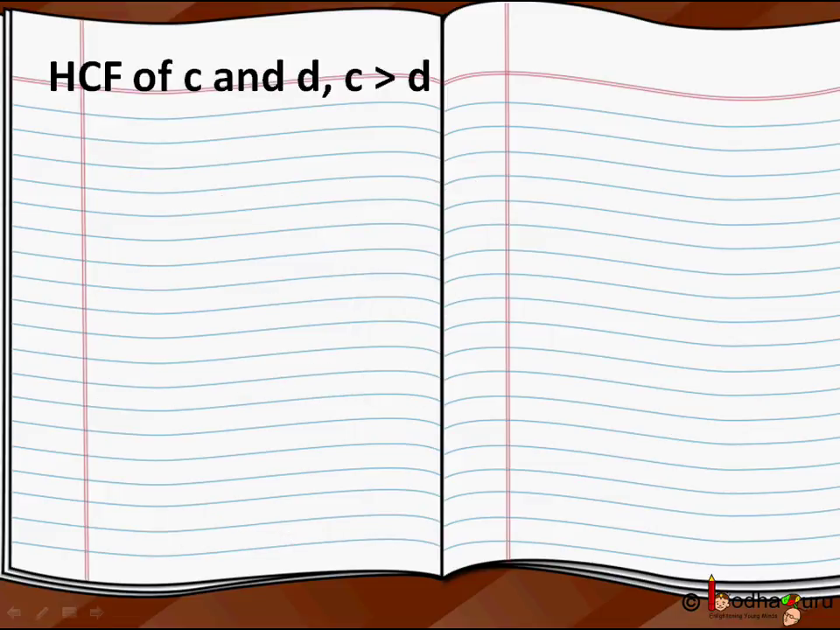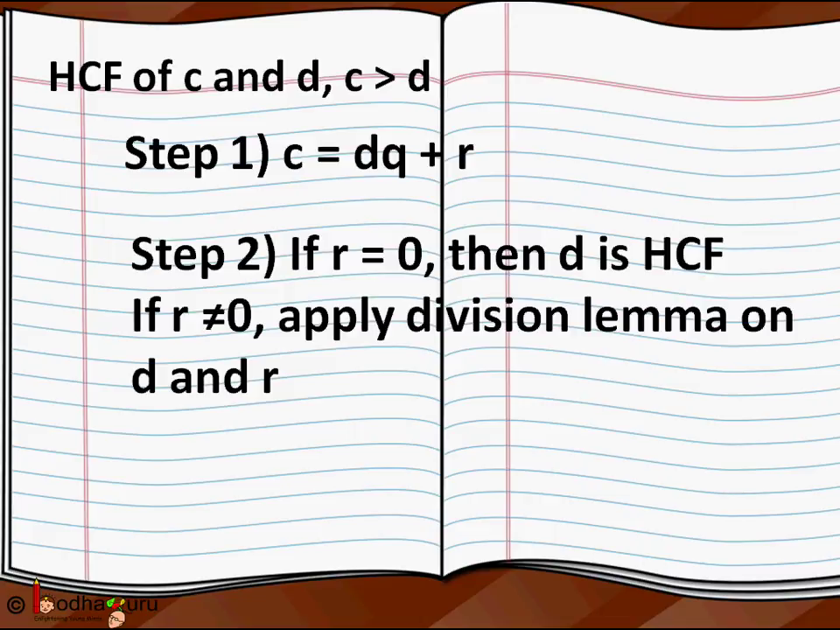So this is how Euclid's algorithm works. Say we want to obtain the HCF of C and D, where C is greater than D. The first step is to apply Euclid's division lemma on C and D, that is, do C divided by D. So we will find the unique numbers Q and R such that C is equal to DQ plus R, where Q is the quotient and R is the remainder. Now, if R is equal to 0, then we stop here. The divisor D itself is the HCF of C and D.